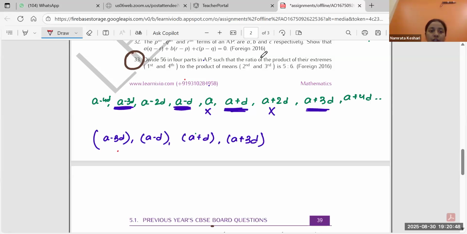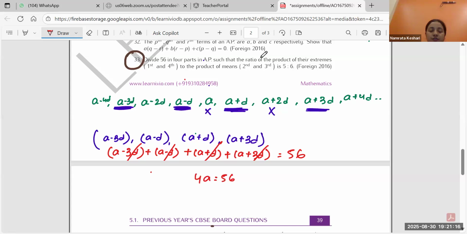Let me tell you, the moment you add these four of them, all added together is 56. You will realize that 3D gone, plus D minus D gone, and you are just having A plus A plus A plus A, 4A equals 56. And how easily you are getting the A value. Can you see?